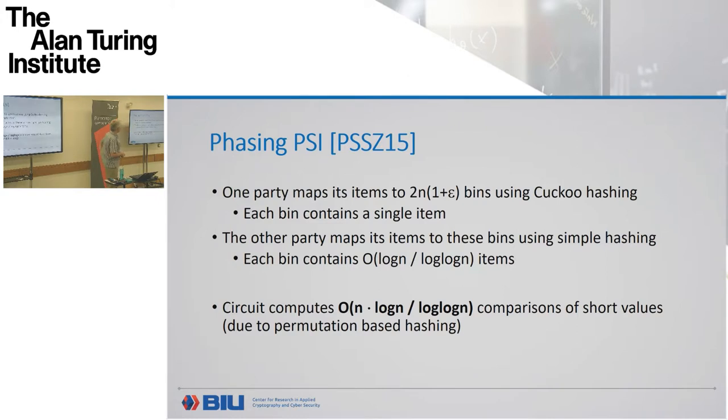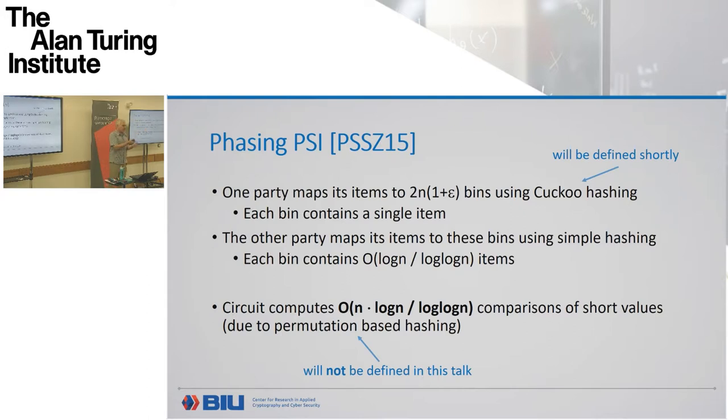Another version of a circuit was done by me with Thomas Schneider, Gil Segev, and Mike Zohner, and it works in a different way. One party maps its items to about 2n bins using Cuckoo hashing, and I'll describe Cuckoo hashing a bit later. It ensures that each bin, so we have about 2n bins, will contain a single item. If you don't know Cuckoo hashing, you'll understand shortly why it works. The other party maps its items to these bins using simple hashing. You'll have this number of items in each bin.